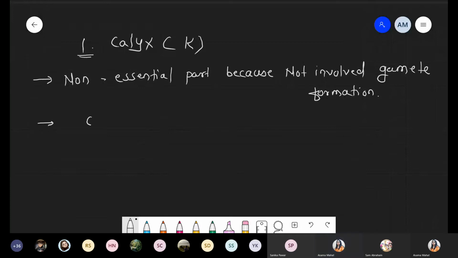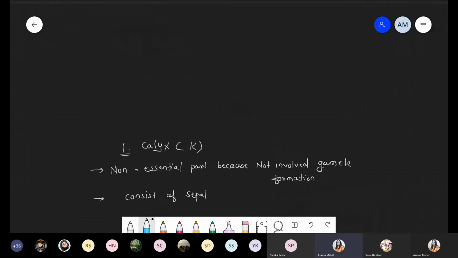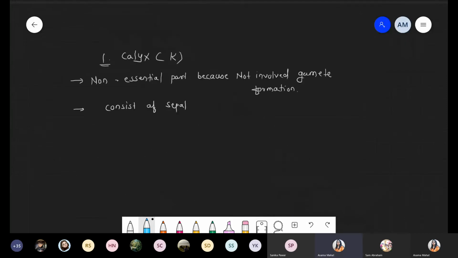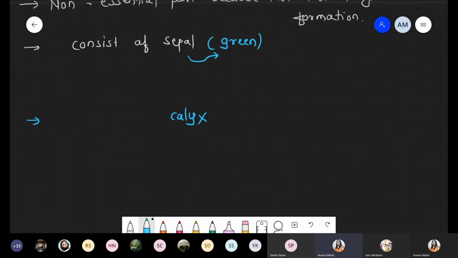Second, the calyx consists of sepals. When we are talking about the sepal, if you see the diagram, we represented it by the green color. Yes, sepals simply we represented by this green color. So definitely when we are talking about the sepal, mostly these are green, reduced structures, but green in color.